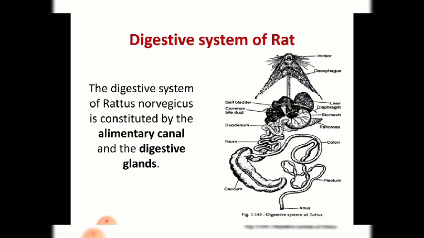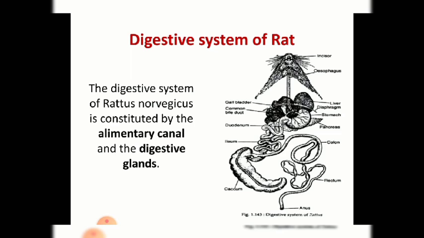Next we'll talk about gastric glands. The glands which are associated with the stomach, or the gastric region, are called gastric glands. The main function of gastric glands is to secrete gastric juice. Gastric juice consists of enzymes which help in the degradation of carbohydrates, proteins and lipids.